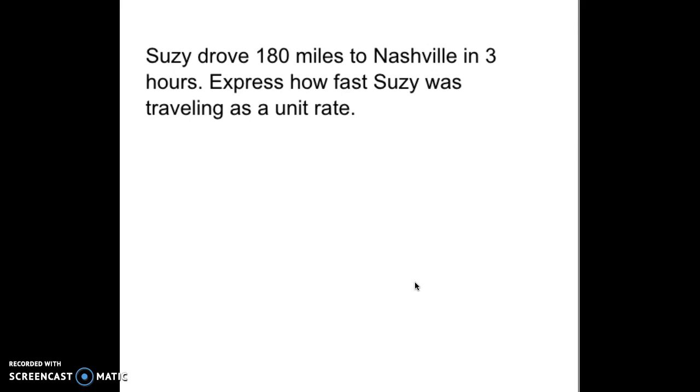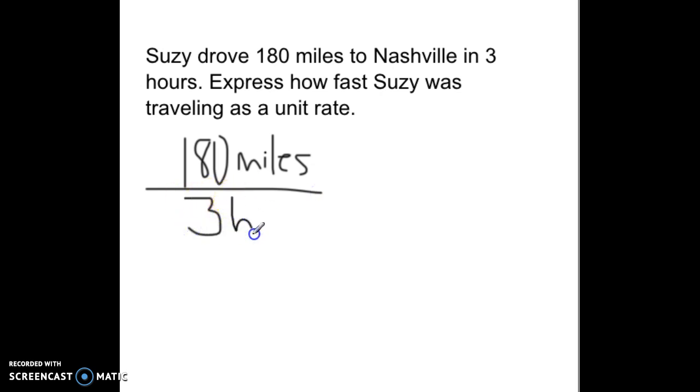Susie drove 180 miles to Nashville in 3 hours. Express how fast Susie was traveling as a unit rate. Well, this is an easy one. We just do 180 miles over 3 hours. And it's really just like simplifying it or dividing it.